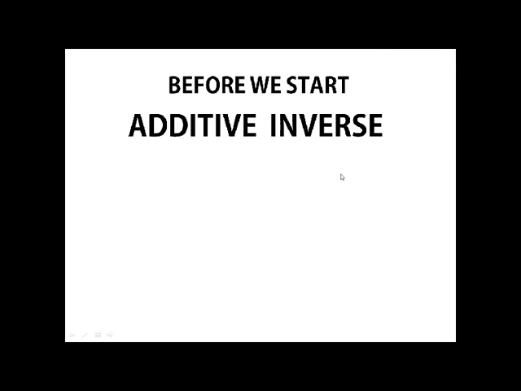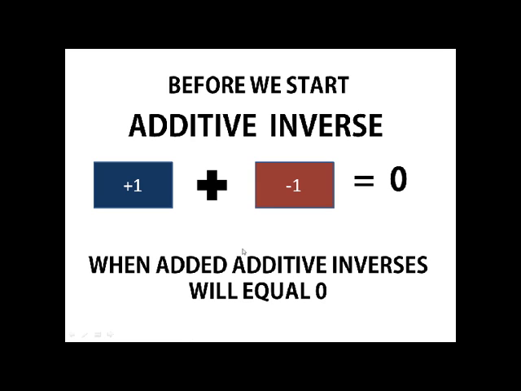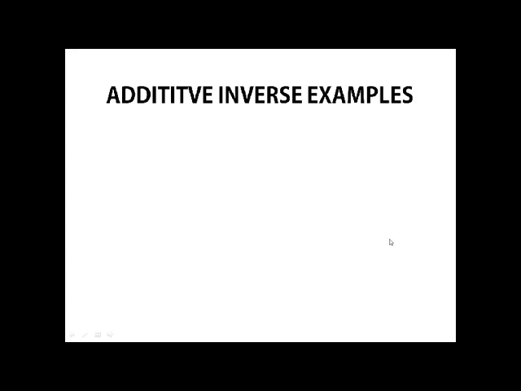Another thing before we start, additive inverses. Positive 1 and negative 1 are additive inverses of each other. That is because when you combine them, the result is 0. The rule is when added, additive inverses will equal 0. Here are some examples of additive inverses.